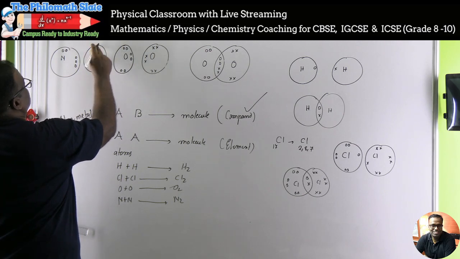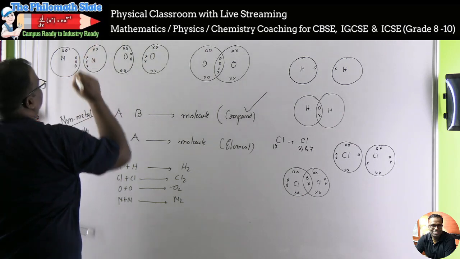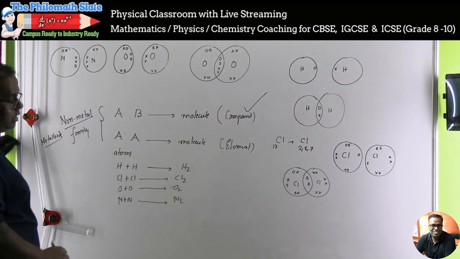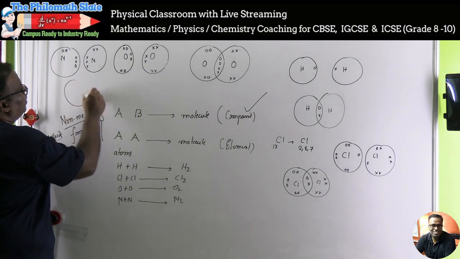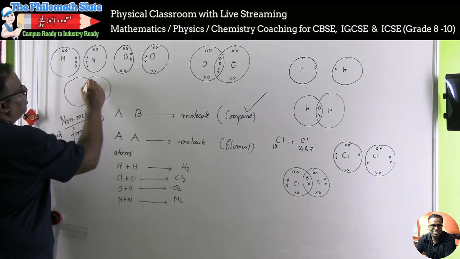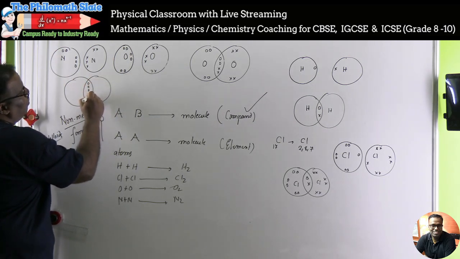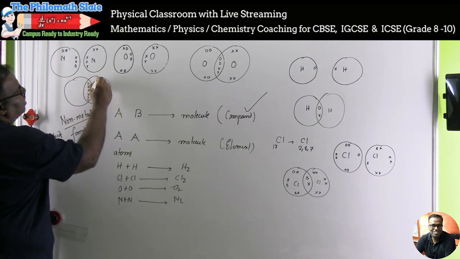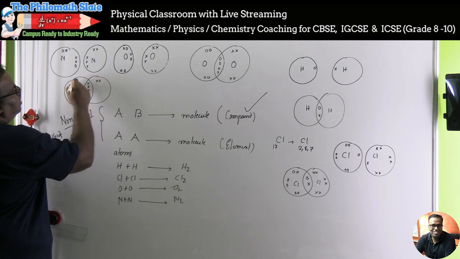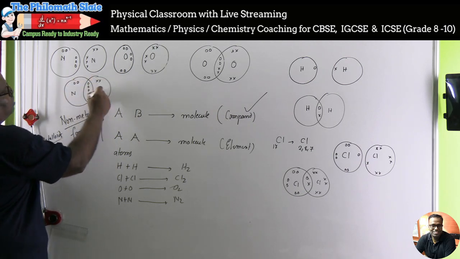1, 2, sorry, 1, 2, 3, 4, 5. Clear? And now our overlap has happened. Bond has formed. 1, 2, 3, 4, 5, 6, 7, 8. Nitrogen, nitrogen.